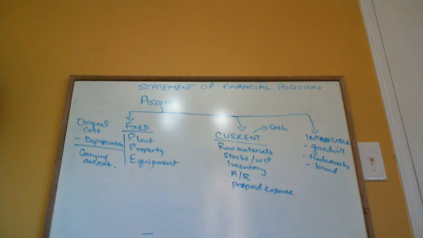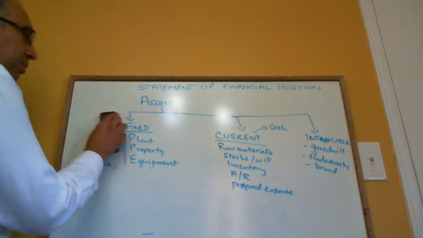So let's talk about the liabilities. In the liabilities, we have mainly two types: the current liabilities and the long-term liabilities.